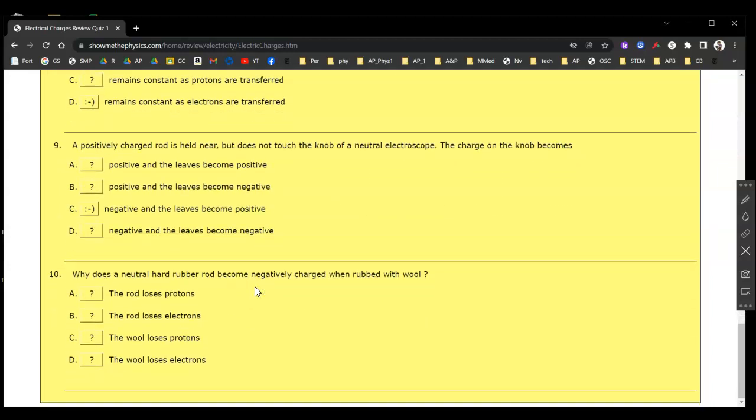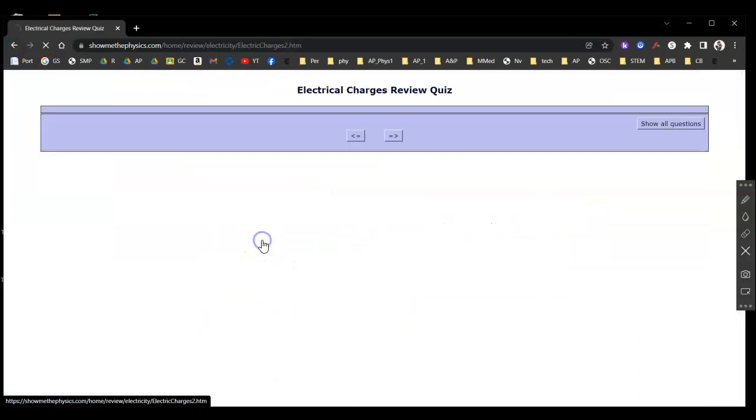A neutral hard rubber rod becomes negatively charged when rubbed with wool. So the rod becomes negative. Now we cross out the proton ones, don't we? So now we're down to B or D. Let me explain. If the rod is becoming negative, it's got to be the wool losing electrons. All right.